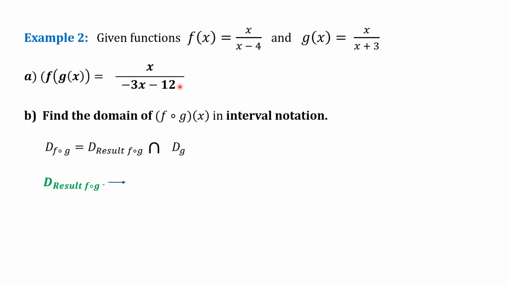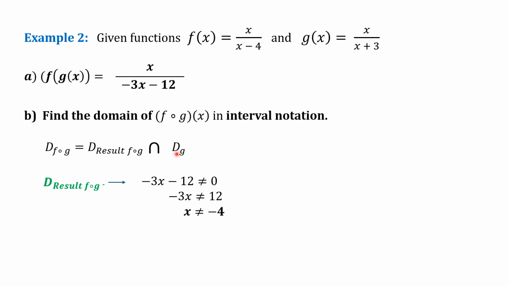So f of g is equal to this fraction, and as we know, in finding the domain of a fraction, the denominator cannot be 0. So we will start by putting negative 3x minus 12 not equal to 0, or negative 3x is not equal to 12, or x is not equal to negative 4. So the domain of the result is all real numbers except negative 4.